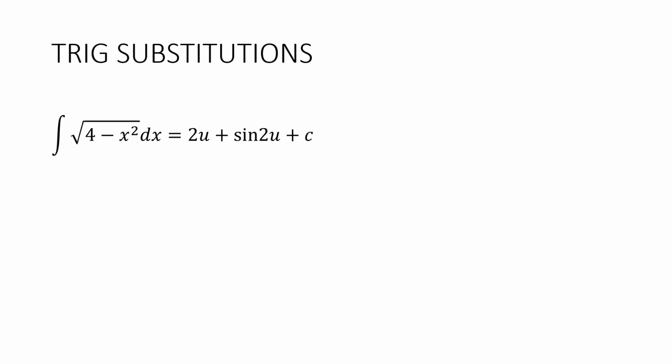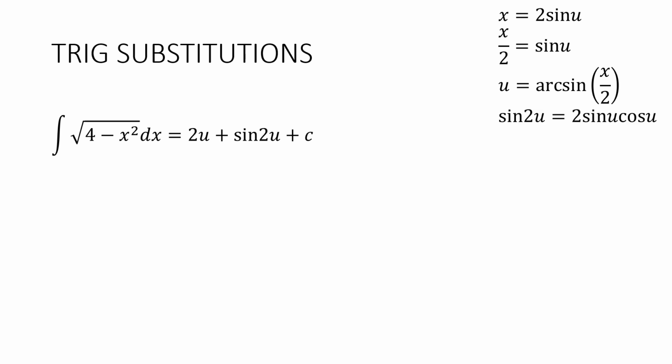And now we need to substitute back, and this is quite tricky. So remember that x is equal to 2 sine u. We want to know what u is equal to. So dividing both sides by 2, we get x on 2 is equal to sine u, and so u is equal to arc sine of x on 2. So that one's done. But what on earth is sine 2u? Let's use the double angle formula. And we know that 2 sine u is equal to x, so that part's okay.